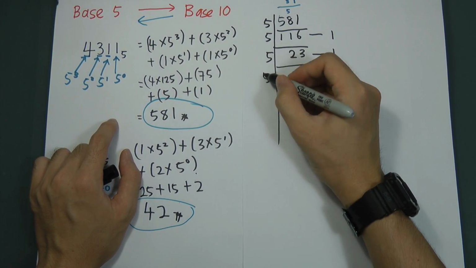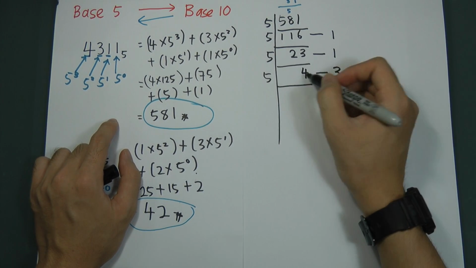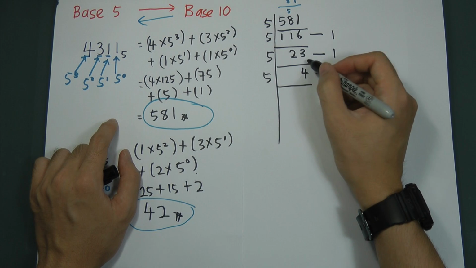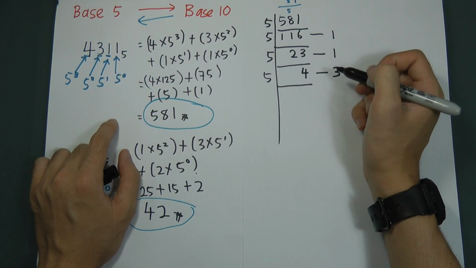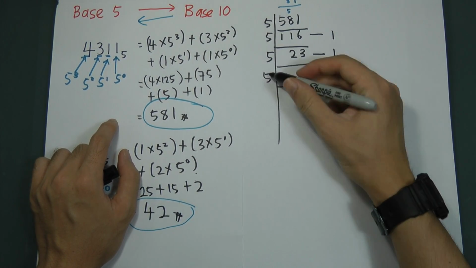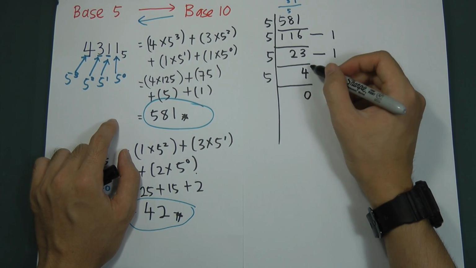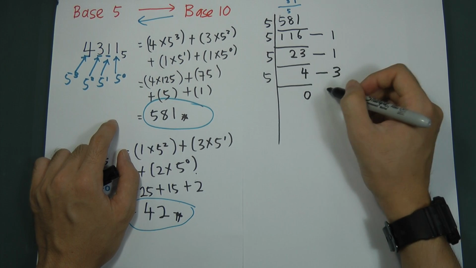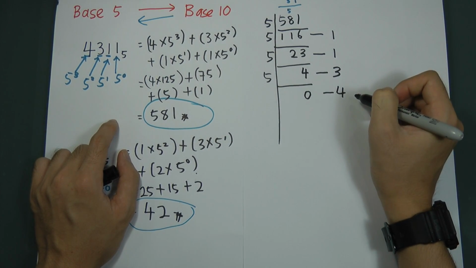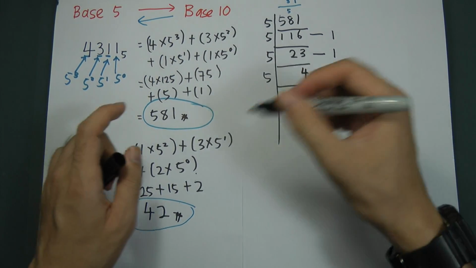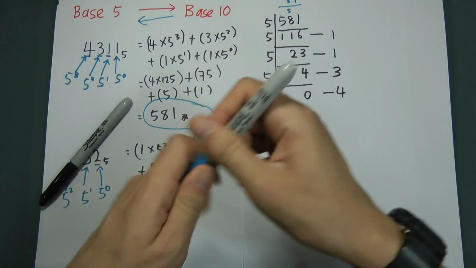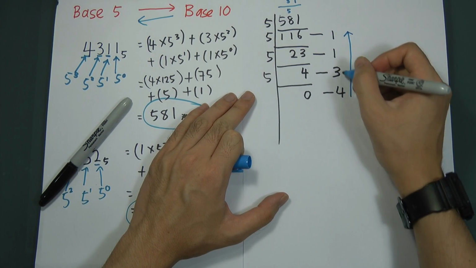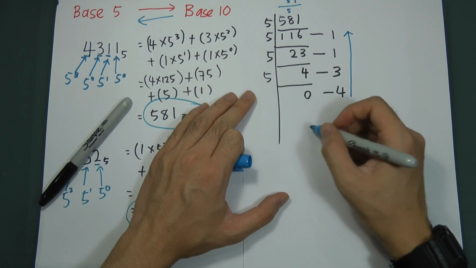Then we divide by 5 again. 4 actually cannot be divided by 5, because 155 is already bigger than it, so you would get a negative value here. So I put 0, because it cannot be divided by 5. When the number is smaller than 5, you just put a 0, and we will have 4 left. Then when we want to change to base 5, we just read from bottom to top. So this one is called 4311 base 5.